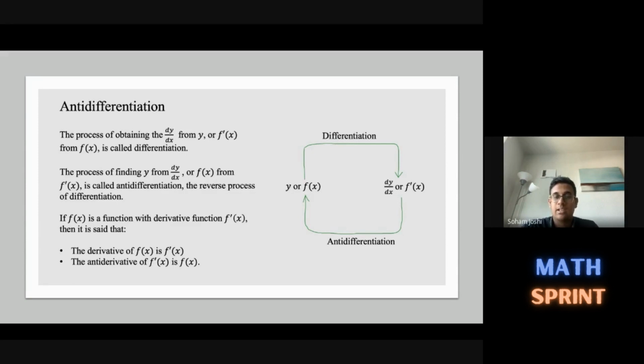Now, if you're a bit confused, take a look at the diagram on the right. We perform differentiation on a function f of x to obtain a derivative function f dash of x. If we perform anti-differentiation on a derivative function f dash of x, we obtain the original function f of x. We can say that the derivative of f of x is f dash of x, but the antiderivative of f dash of x is f of x.